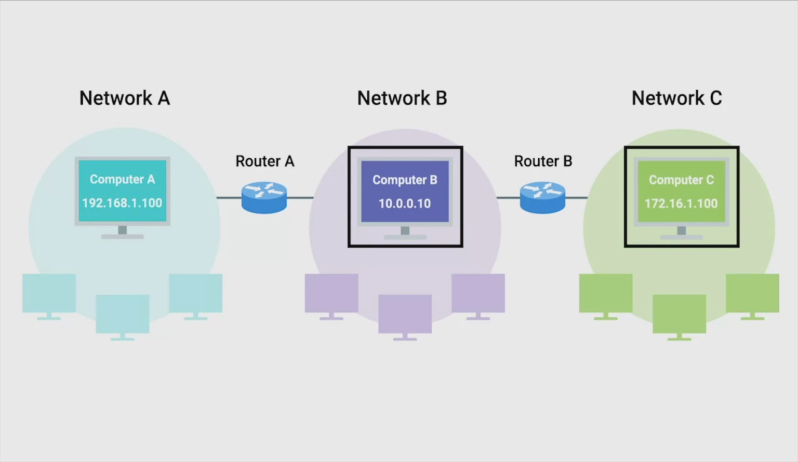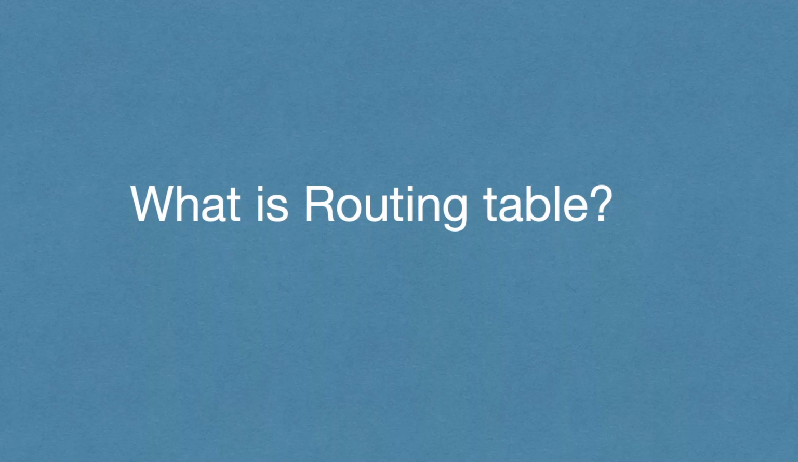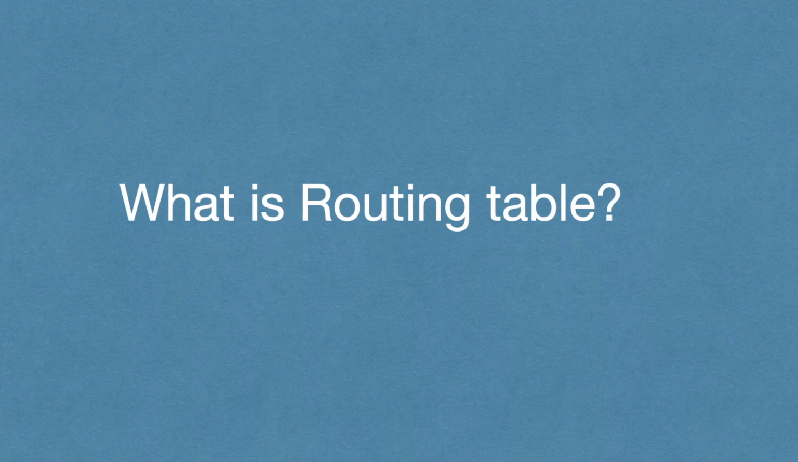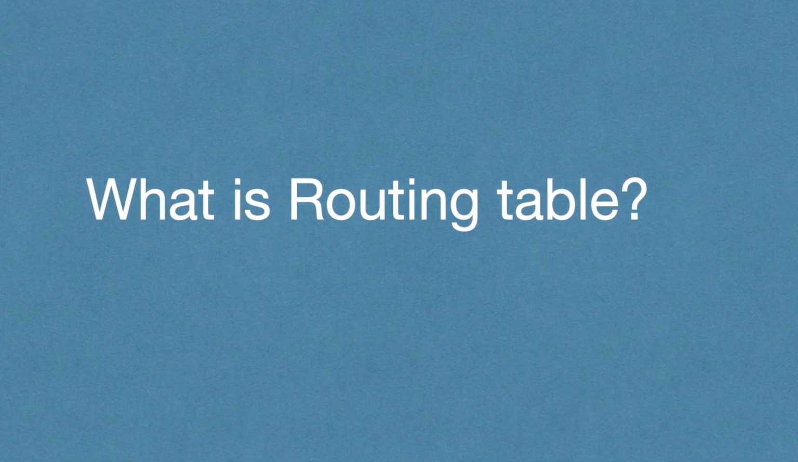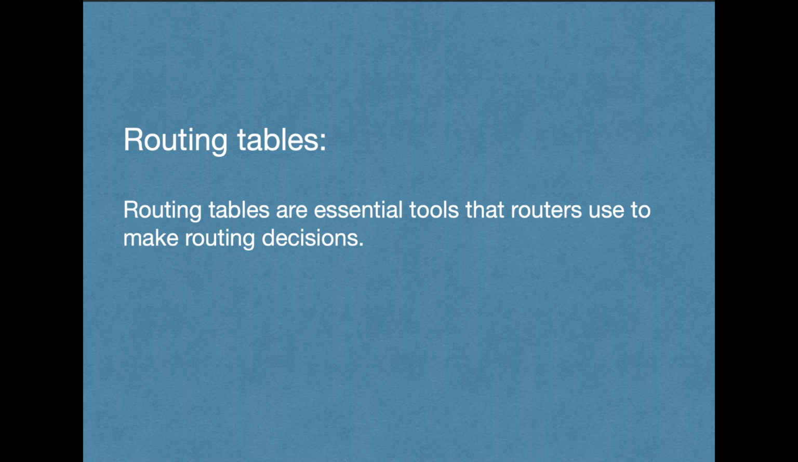Keep in mind that on the Internet, data often crosses multiple routers, and core Internet routers are connected in a mesh to provide redundancy. However, the fundamental concepts of routing remain the same. You've heard us mention routing tables throughout this video. But what are they? Routing tables are essential tools that routers use to make routing decisions.